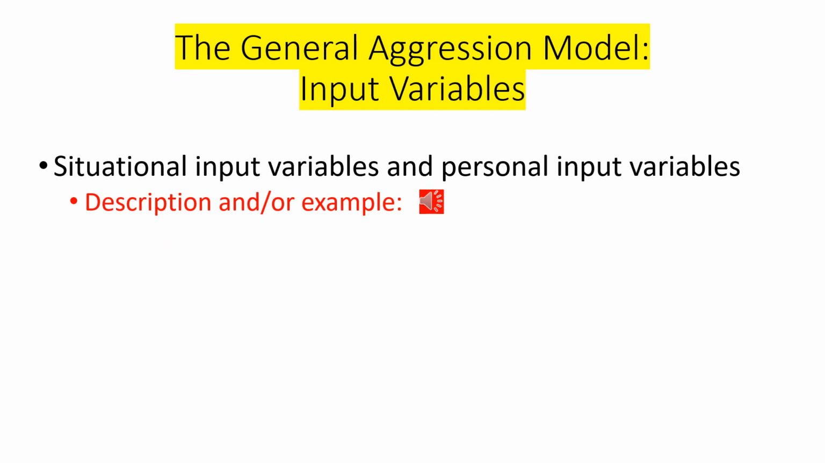The process of the general aggression model begins with two different types of input variables, situational input variables and personal input variables. The situational input variables are various aspects of the setting or environment that have an impact on the process of aggression, while the personal input variables are characteristics and traits of the individuals that involve and impact aggression.